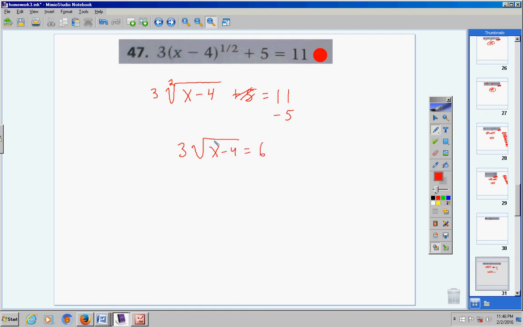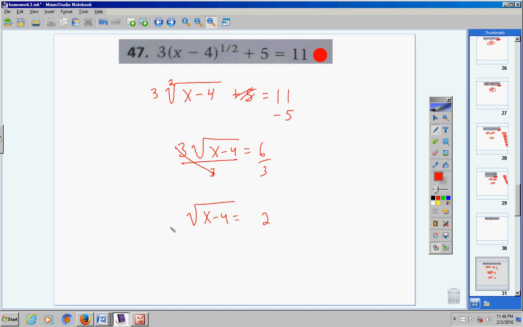Now to get rid of this 3, we're going to divide both sides by 3. These will cancel, leaving you with square root of x minus 4 equals 2. Okay, divided both sides by 3. Now, I want to get rid of this radical. I finally isolated the radical. I'm done with that.